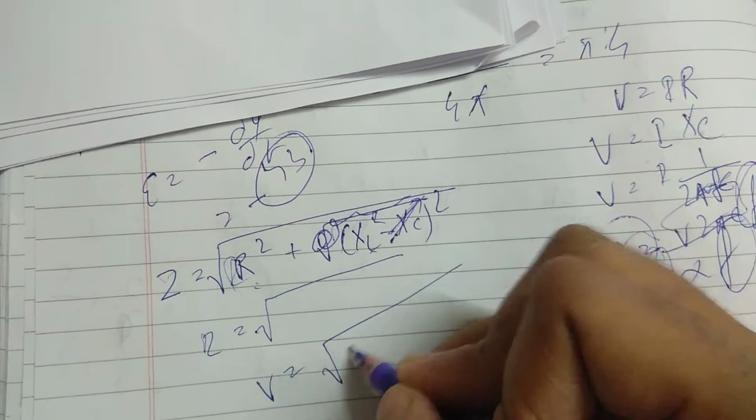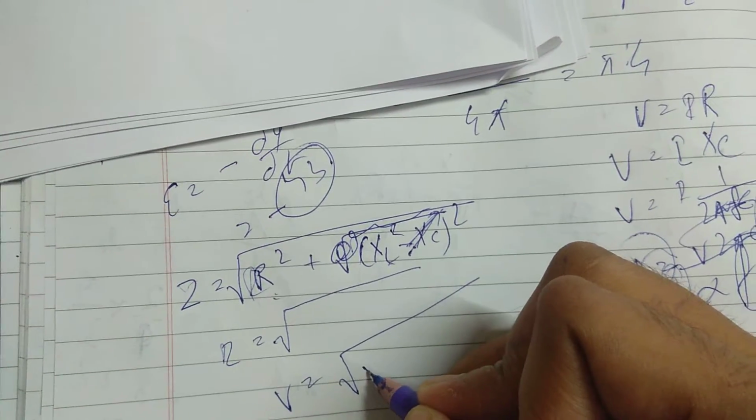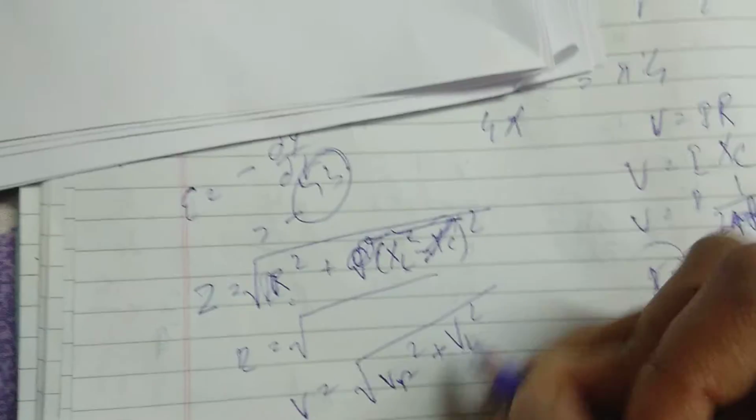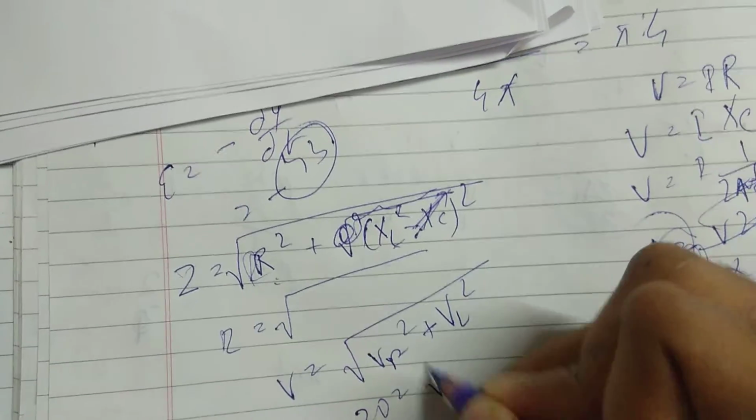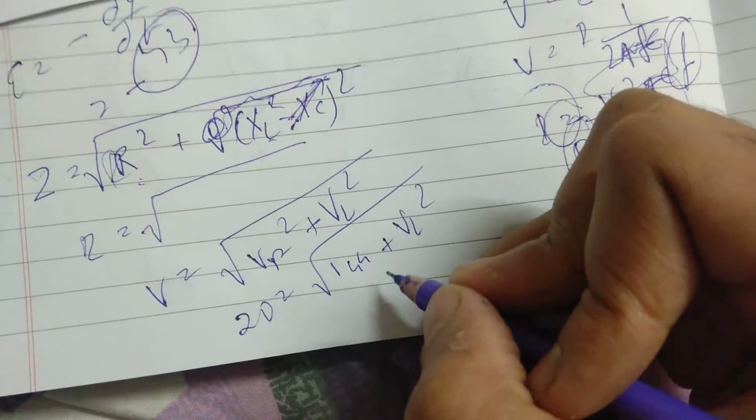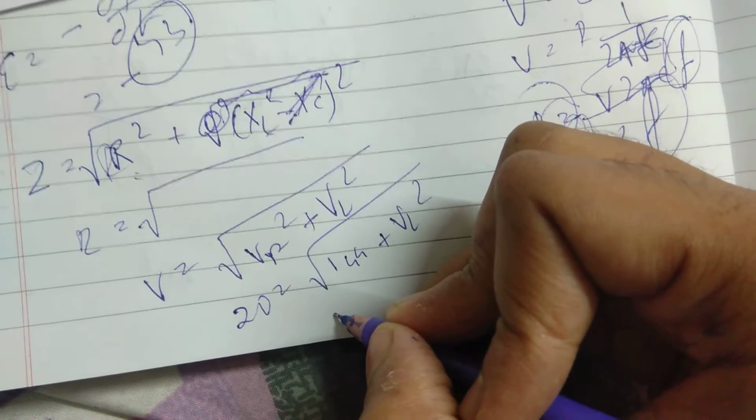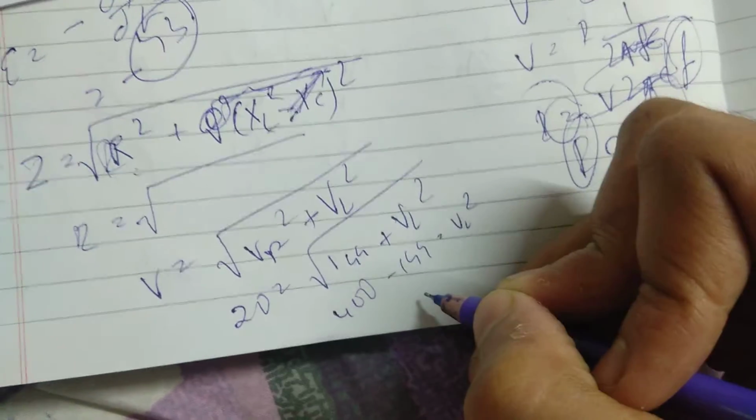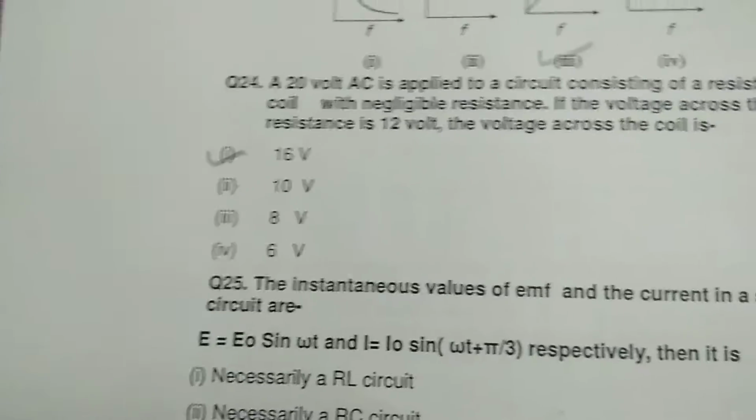So the voltage will be under root of VR squared plus VL squared. So 20 equals the square root of 12 squared, which is 144, plus VL squared, which we have to find. So 20 squared is 400, minus 144 equals VL squared. 400 minus 144 is 256, so VL is the square root of 256, which is 16. So 16 volt is your answer.